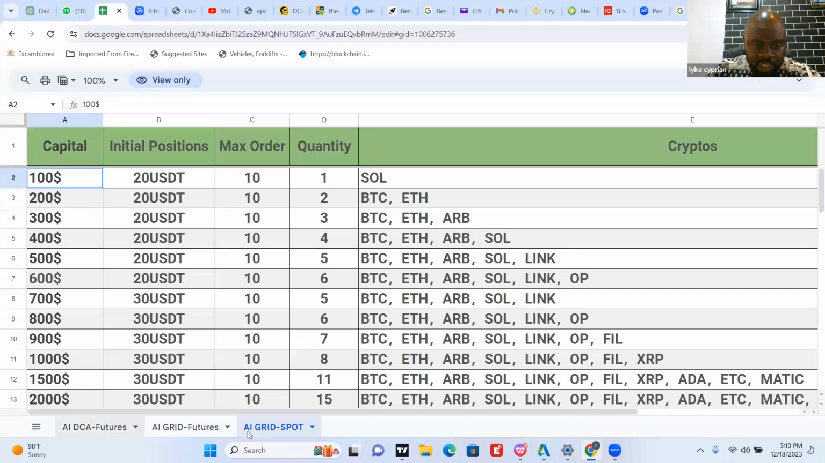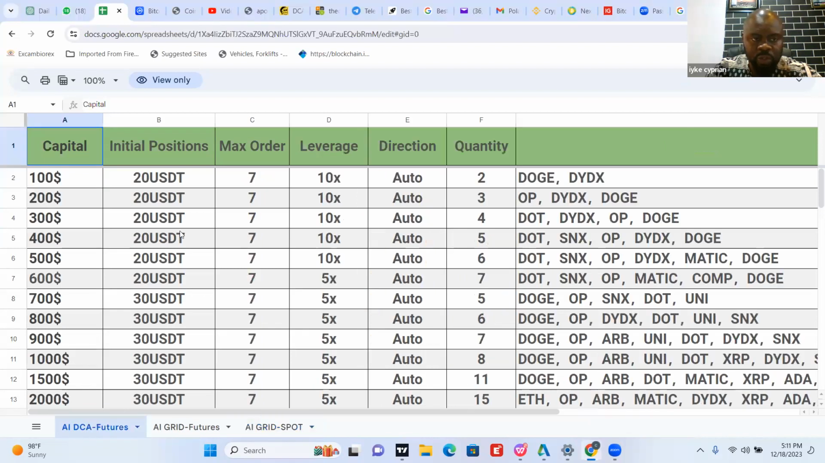Okay, so you see below here, you have the AI DCA futures. You also have the AI grid futures, and you have the AI grid spot. So there's a chart for everything and for every exchange. If you want to trade spots, or you want to trade futures, you can clearly go with the chart. If you tap on the chart for spots, you're going to see it. For the $100 capital, the initial position becomes 20, maximum, you have leverage, you have the direction and all that. So the coins are well stated.